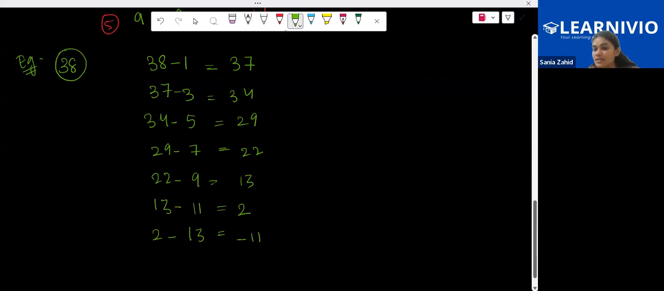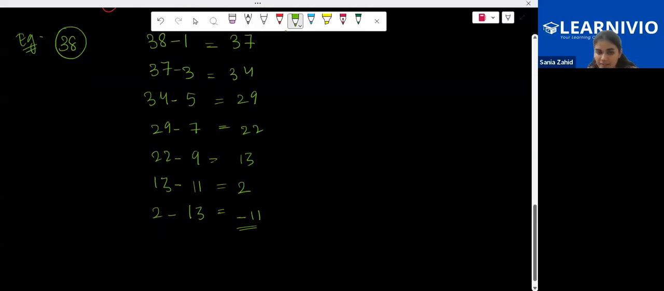Now I do not get a 0. Instead, after the positive numbers, I'm getting a negative number over here. That means 0 will not come. Even if I keep on subtracting, then I will subtract minus 11 minus 15, and again I'll get a negative number. That means I'll not get 0 now.